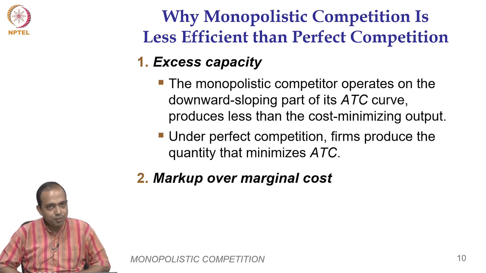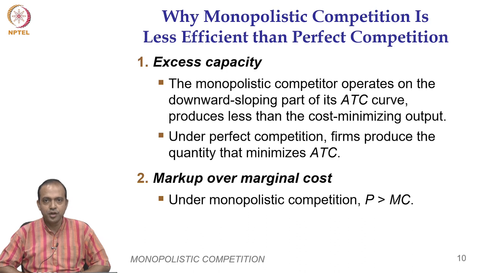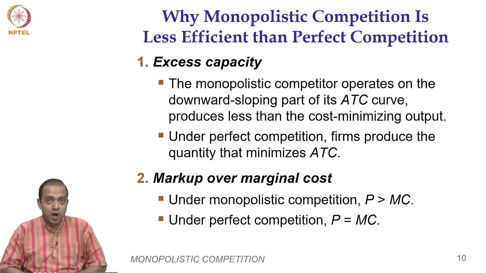Then markup, that means in the perfectly competitive market, as I said, the long run equilibrium is P equals to LAC equals to MC. Even in the short run also, P equals to MC. But here, P is greater than MC, as a result of which they are maintaining some kind of markup. Okay? So these two, excess capacity and markup, can explain why monopolistic competition is less efficient than perfect competition. Very easy to understand.